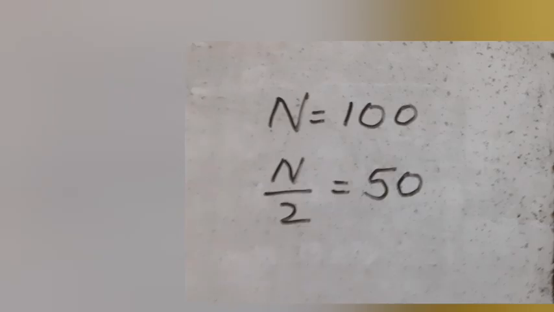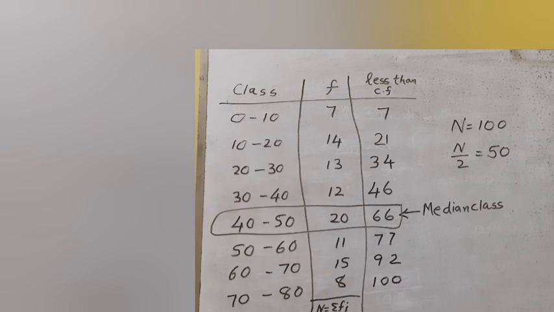Half of that, n by 2, is 50. This helps us to identify the median class. We look at the less than cumulative frequency column and see that the 50th entry will be in the class 40 to 50. So the median class is 40 to 50.